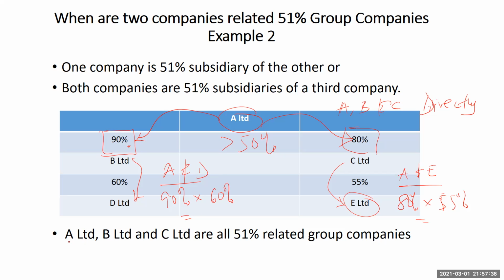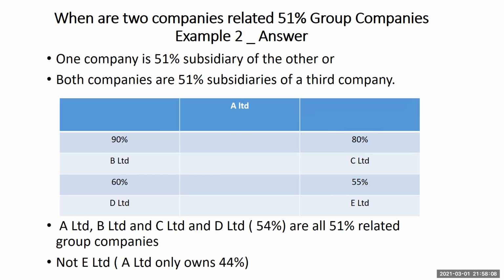So yes, from the initial scenario, A, B, and C are all related. But what about A and D? What about A and E? So when we compute and we get our answer, we compare it against our 50% or 51% threshold. Whatever answer we get, we compare it against our 51% threshold. Now, in the next slide, we see the solutions of the calculations populated.